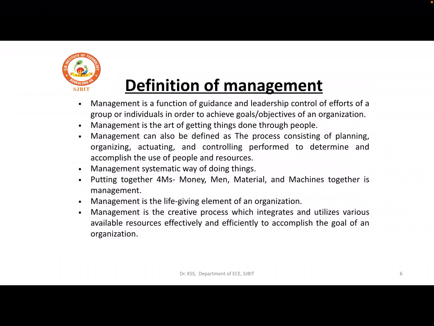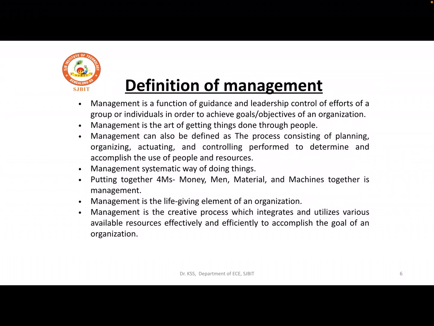Earlier I said there are a lot of definitions of management. There is no perfect definition of management, so you can have your own definition. Management is a function of guidance and leadership control of the efforts of a group or individuals in order to achieve the goals of an organization.